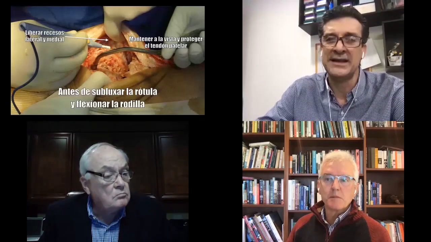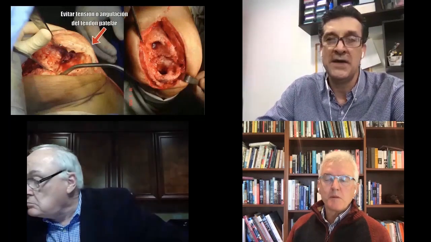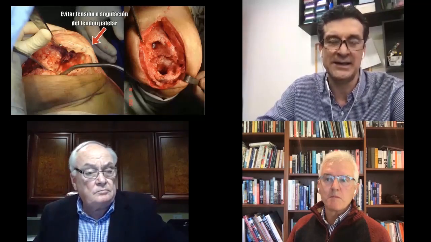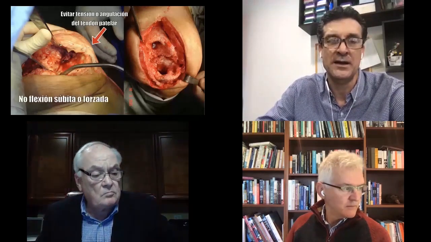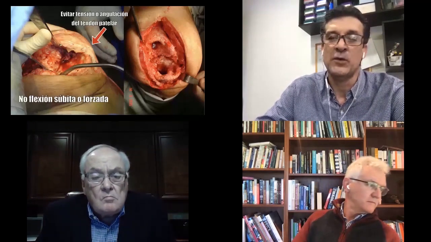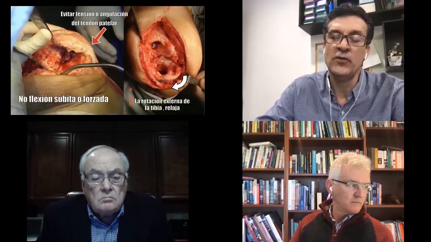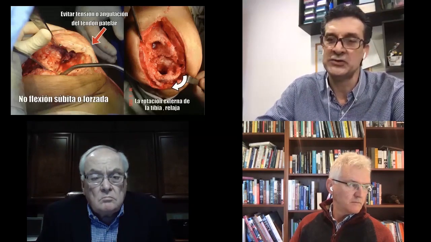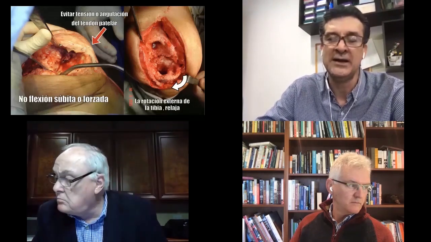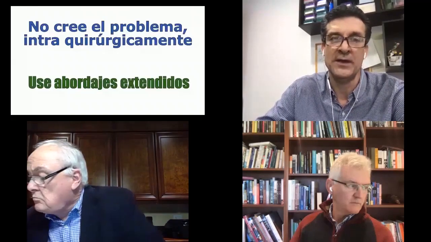Libere los recesos laterales y mediales completamente para poder lograr hacer una flexión. Evite en lo posible angulaciones o tensiones grandes del tendón patelar en el borde tibial, y no haga flexiones súbitas o forzadas de la rodilla, porque puede generar una ruptura. Si usted hace una disección circunferencial desde anterior hasta posterior por medial y hace rotación externa de la tibia, generalmente esto relaja todo el mecanismo extensor y le permite un abordaje adecuado como el que están viendo.